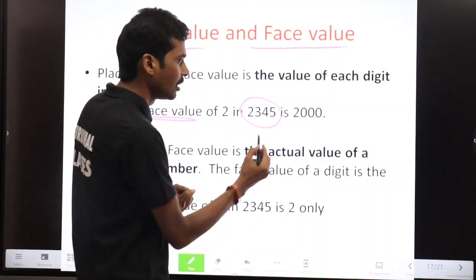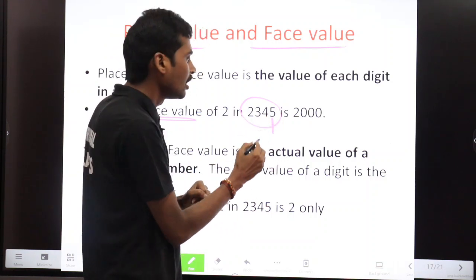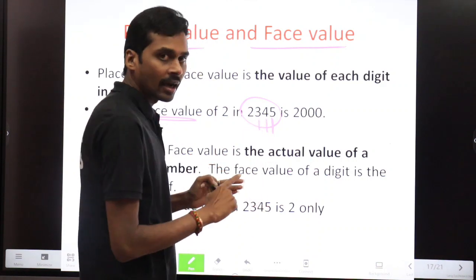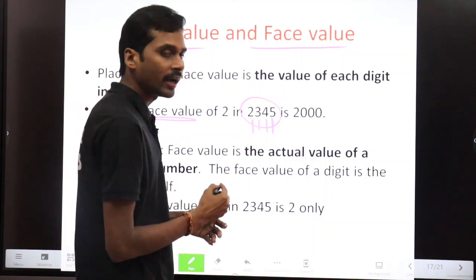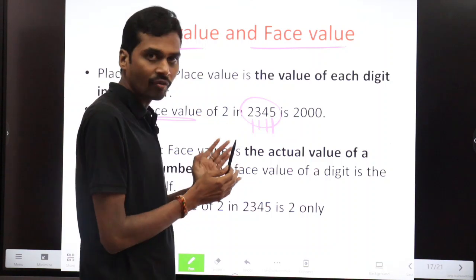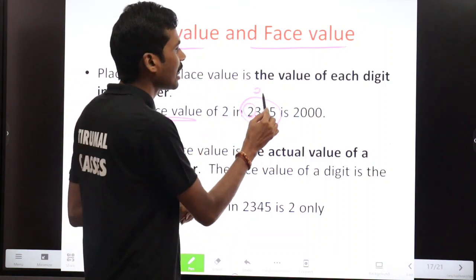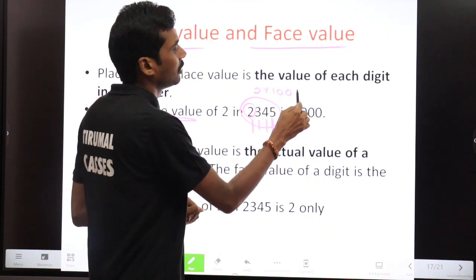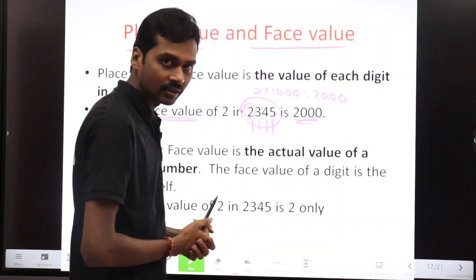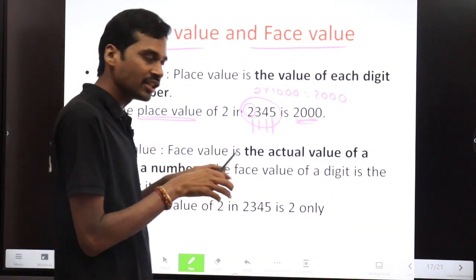Place value means, see here, 5 is in which place? Unit place, right? 4 is in which place? 4 is in tens place. 3 is in which place? Hundreds place. 2 is in which place? Thousands place, right? Suppose I ask you what is the place value of 2. So 2 is in thousands place, so your answer is 2 into 1000, which is what? 2000. So 2000 is your answer. Is it clear? A place value is nothing but the value of each digit in the number.